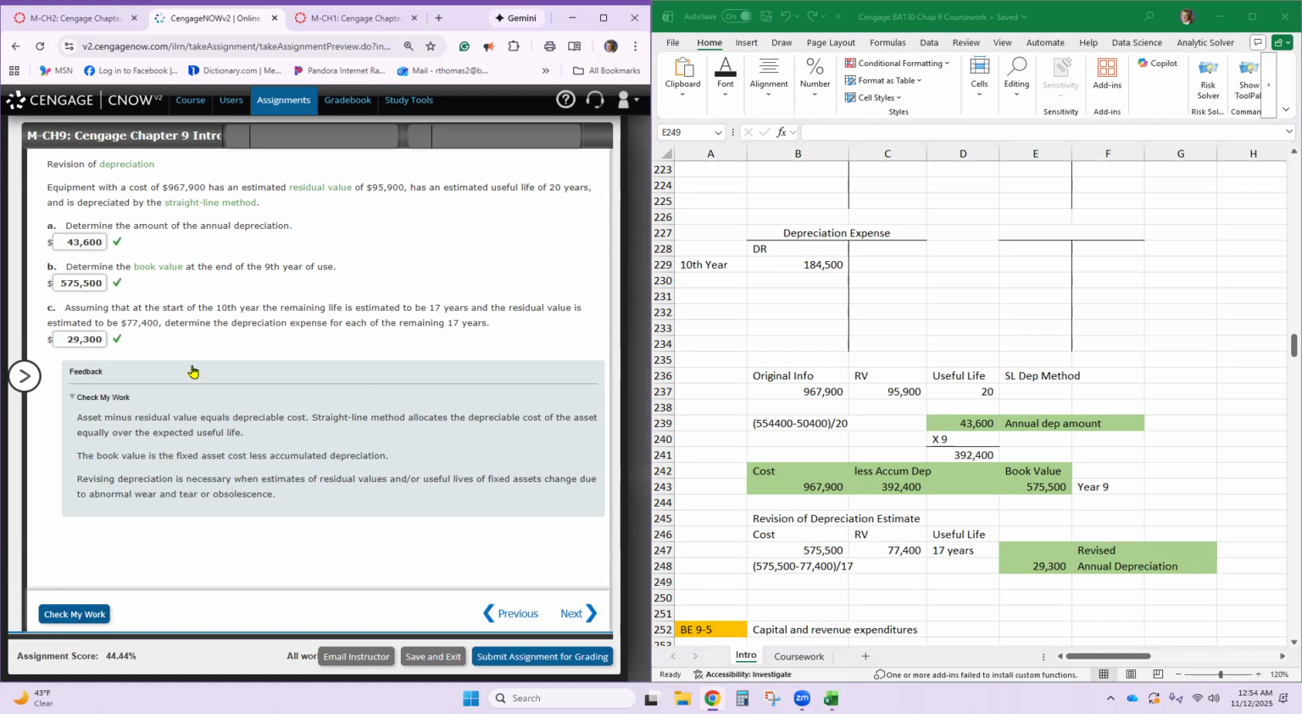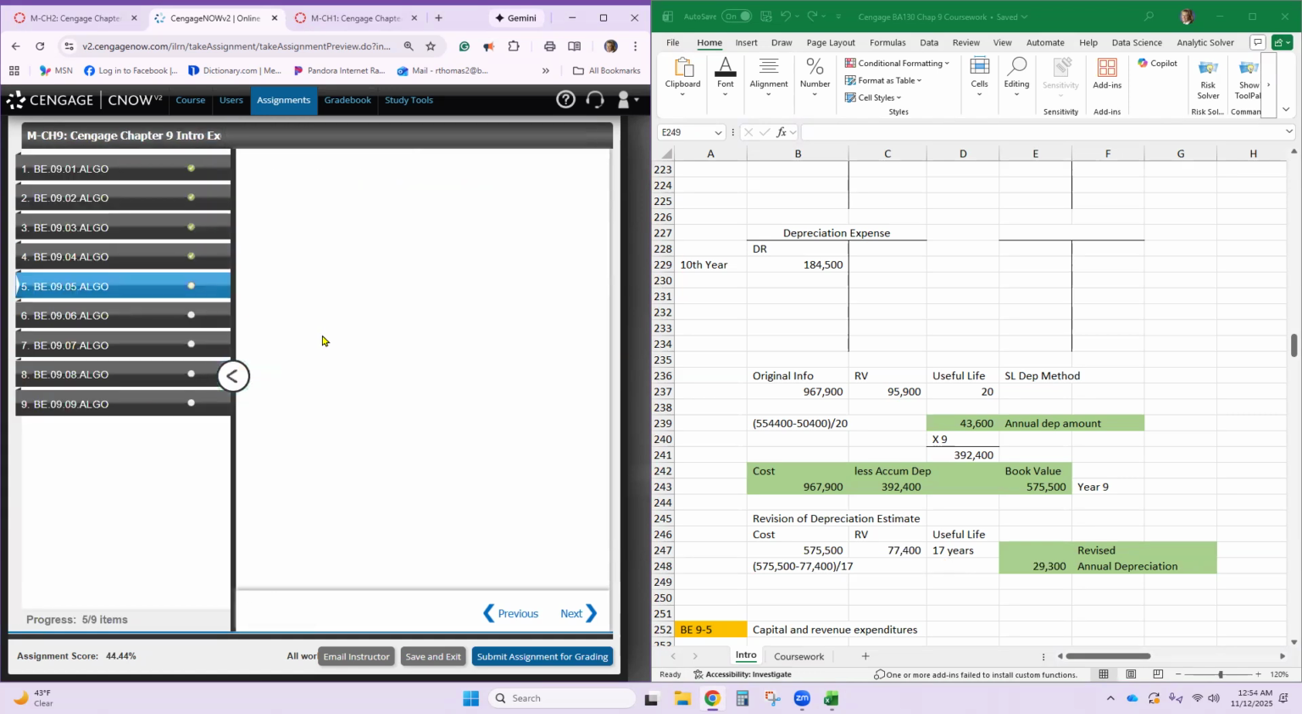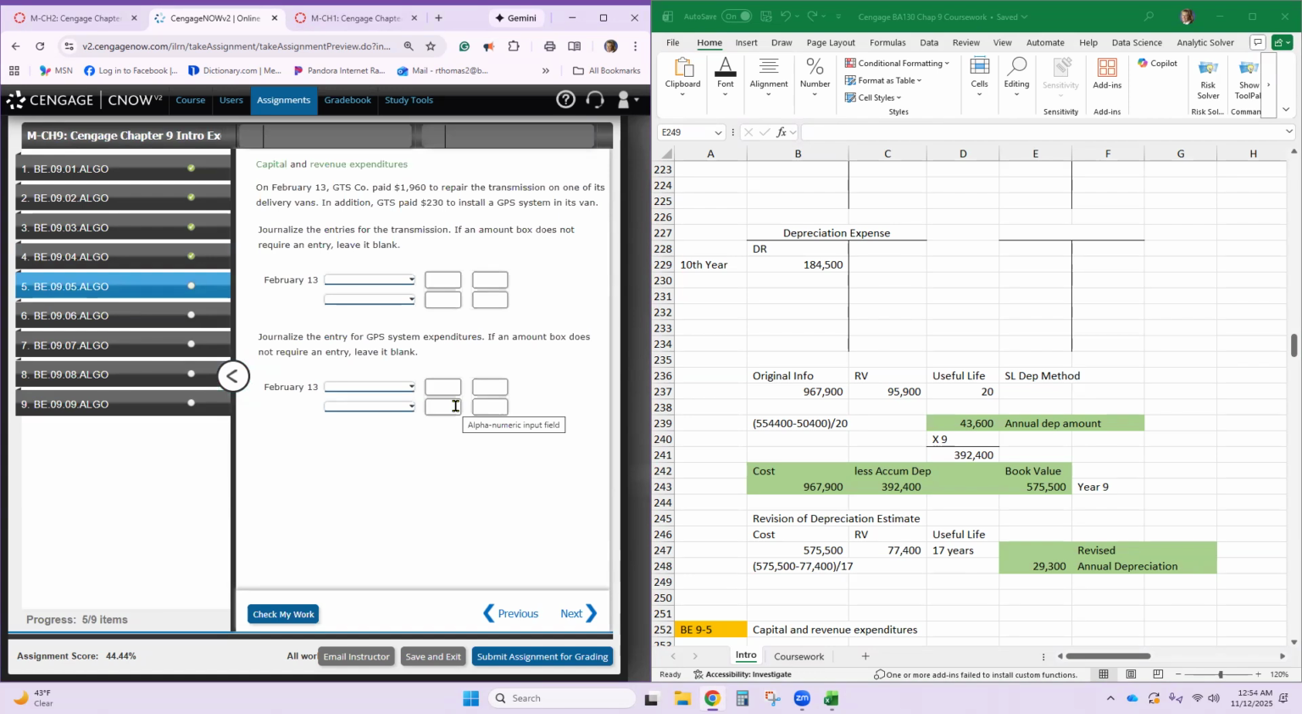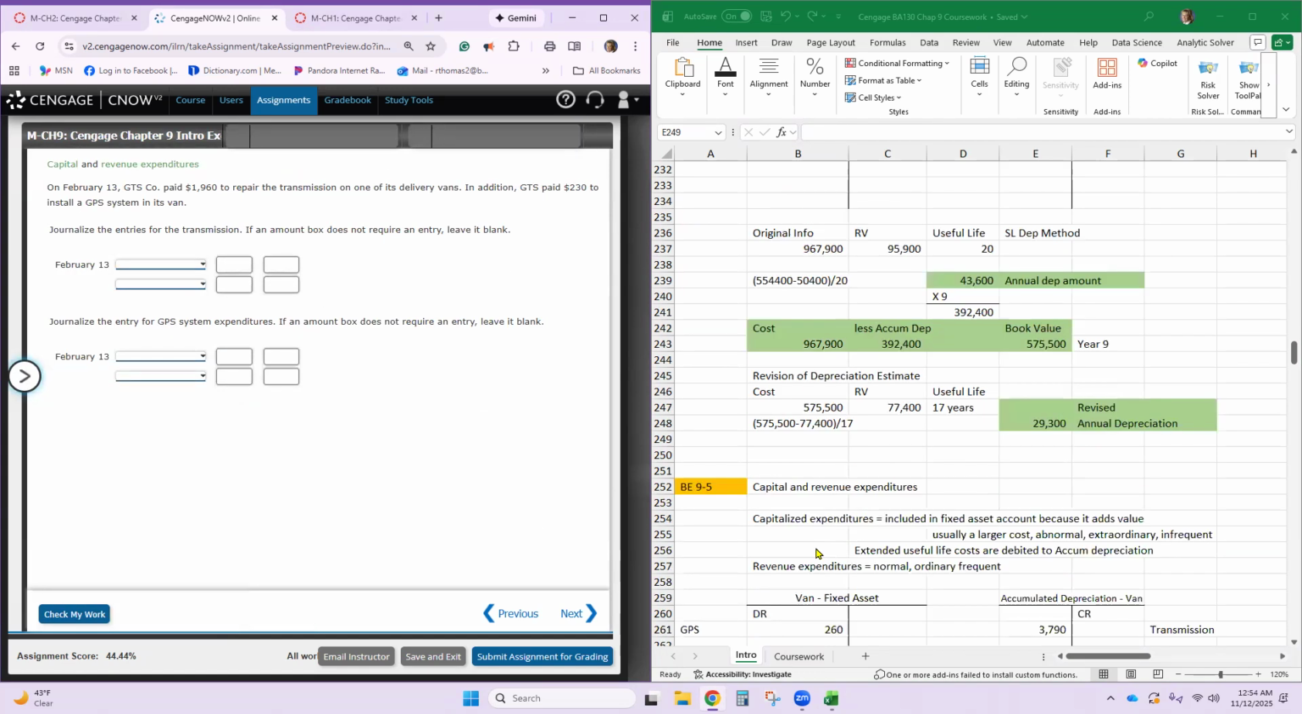Okay, so sometimes things get revised, right? Initially, we thought it was going to be a 20-year life. Then after the 9th year, beginning the 10th year, we realized that that asset had another 17 years, not just over 11 years. So sometimes that changes. Okay, next exercise is comparing a capital expenditure and a revenue expenditure.